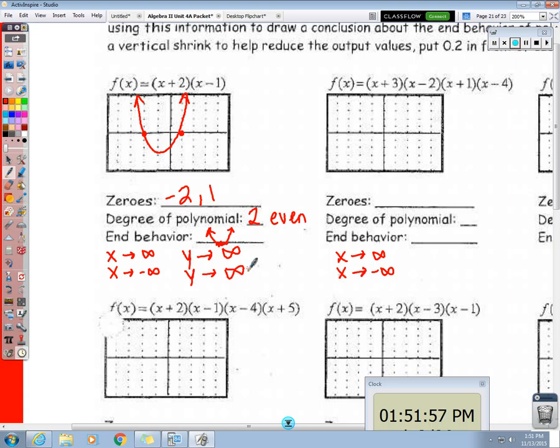Okay, so your classwork / homework is to finish the front of this page. So it's like 7 more problems.